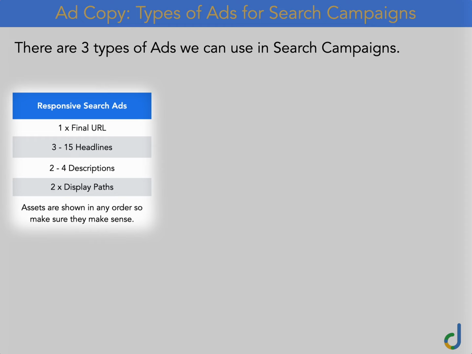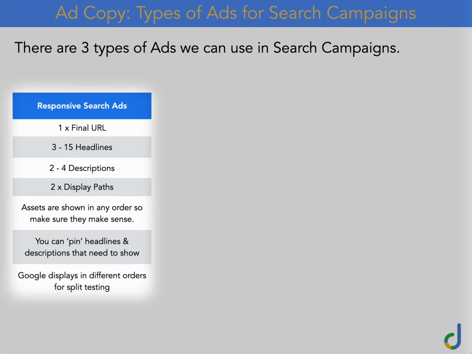Now, as we go through and discuss this, you will see that you can pin headlines. You can pin in headlines that you need to show, but Google displays them in different orders for split testing. So you don't have full control over how they all show, but as I said, you can pin in the different headlines.